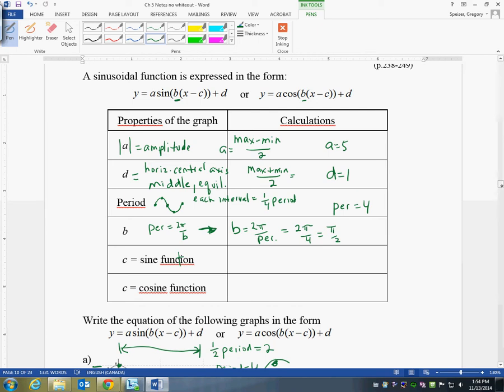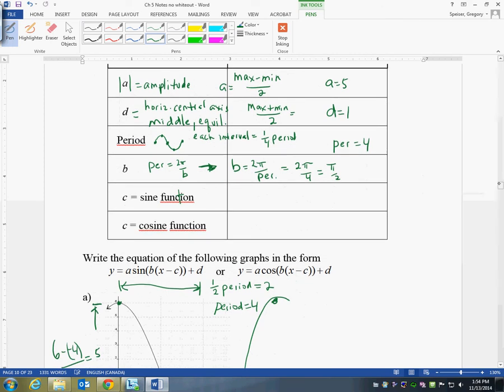Now we've got the sine function and the cos function. So what does the sine function look like? The sine function starts at the d value. It starts at the middle, or the horizontal central axis, and then it goes up. So what you want to do to figure out the sine function is, I'm going to draw another horizontal axis. If it starts somewhere else, let's say it starts here and then goes up, I'll draw this part so it comes down.